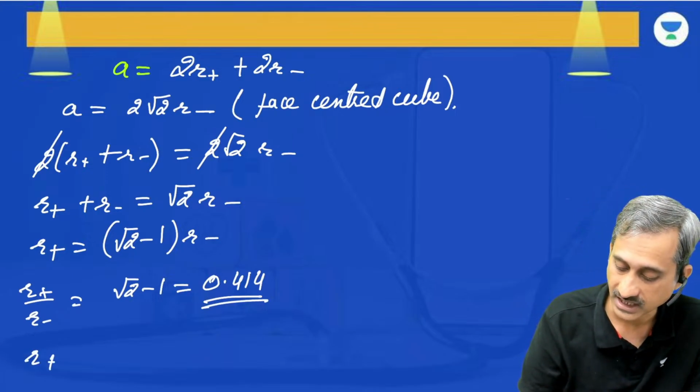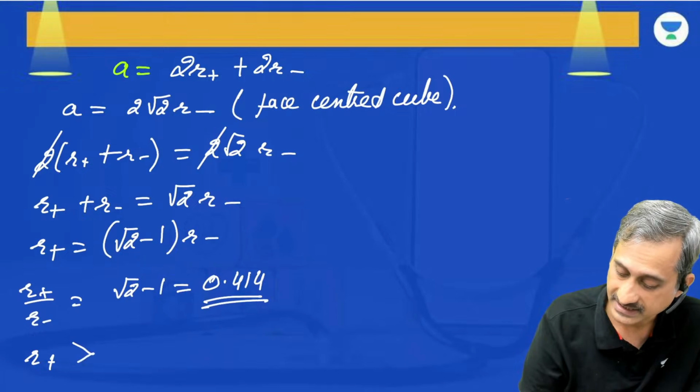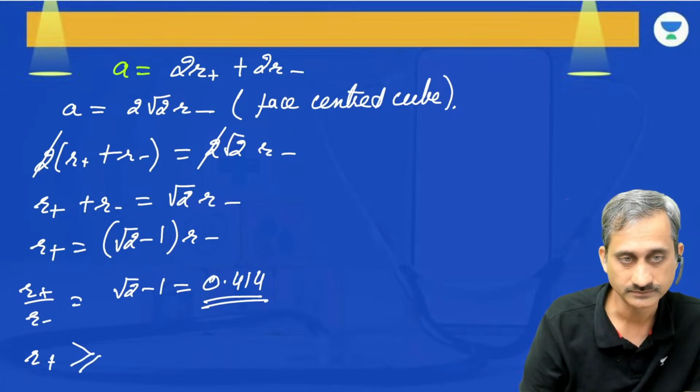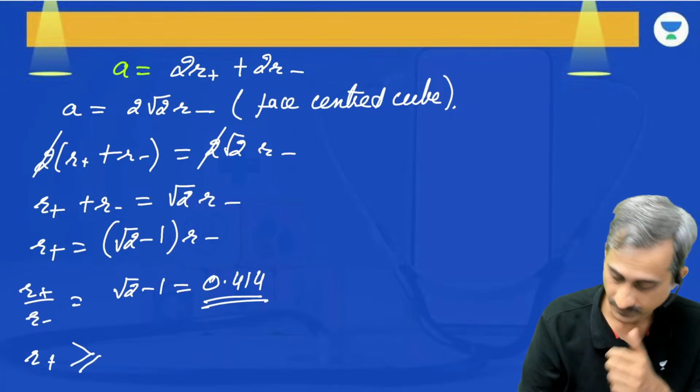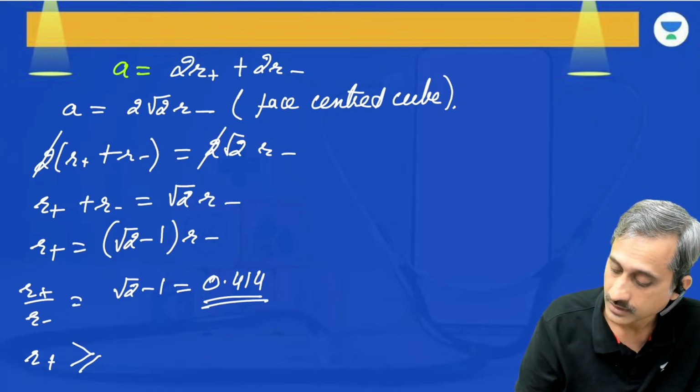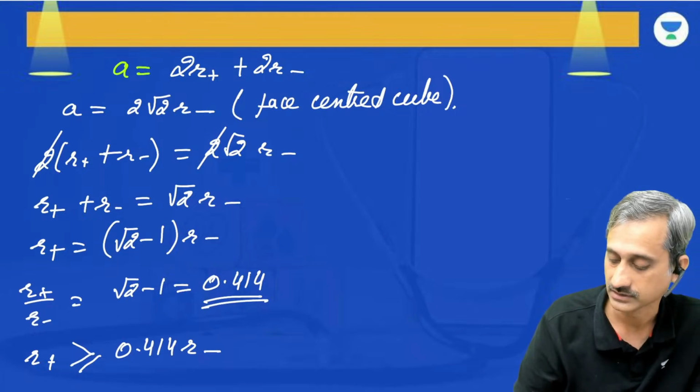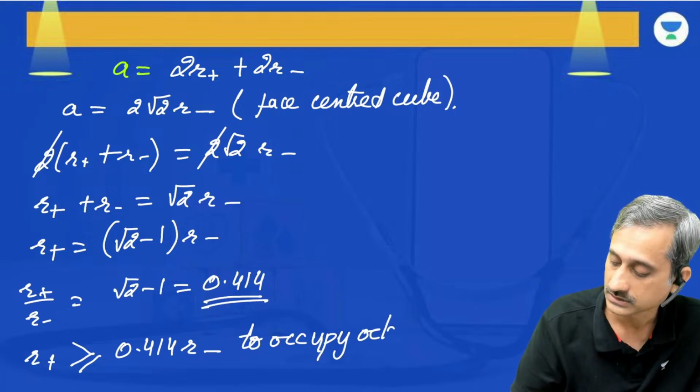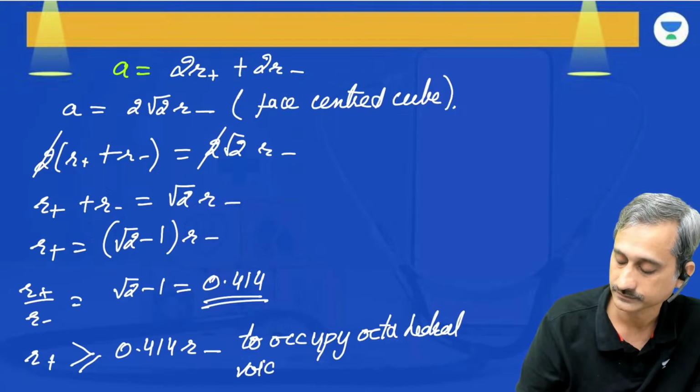So I can say that R plus should be greater than or equal to 0.414 R minus to occupy octahedral void.